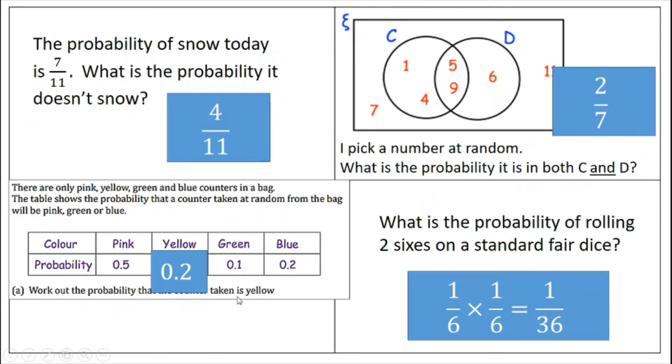The probability of picking a yellow is 0.2 because, again, just like the snow question, these all have to add up to 1. And finally, since there's a 1 in 6 chance of getting a 6 the first time and 1 in 6 chance of getting it the second time, multiply it together to get 1 out of 36.